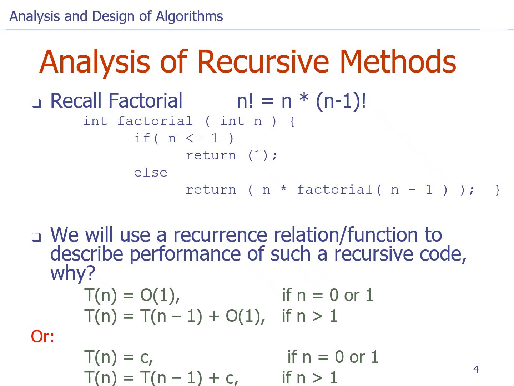So what we're going to do is study the given recursive code, and we will develop a recurrence relation that will look like the two examples here at the bottom of the slide, and then we will solve that mathematically to reach the big O.